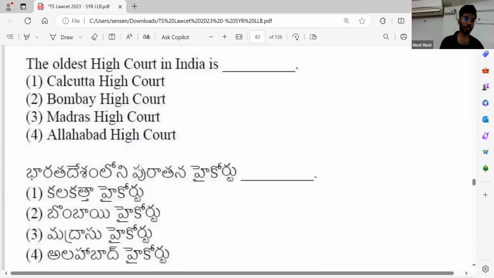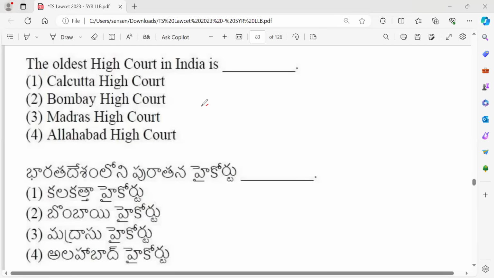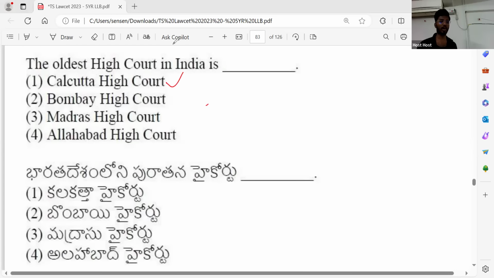The oldest high court in India. Very interesting question. Calcutta. Very good, guys. Excellent. So Calcutta, Bombay, Allahabad, all of these high courts were established in the same year, but in different months. In 1862 only they were established. But this Calcutta High Court was the first one. It was established on 1st July, 1862.